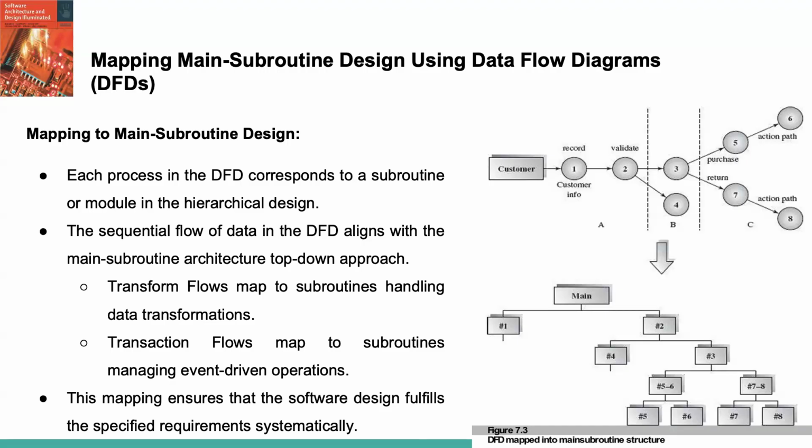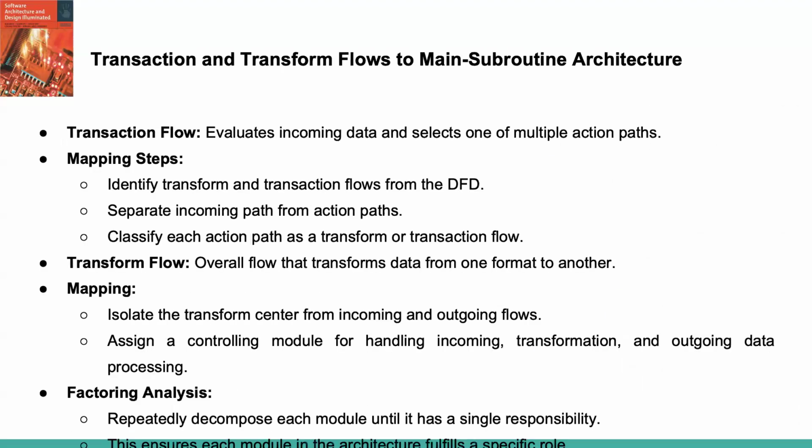By mapping each DFD process to a corresponding subroutine in the main subroutine architecture, we ensure that the software design systematically fulfills all specified requirements. This approach not only helps in organizing the code, but also provides clear traceability from requirements to implementation. In this section, we'll explore how to map transaction flows and transform flows to the main subroutine design architecture. We'll look at the mapping steps, the role of transform flows, and how factoring analysis helps refine our design.